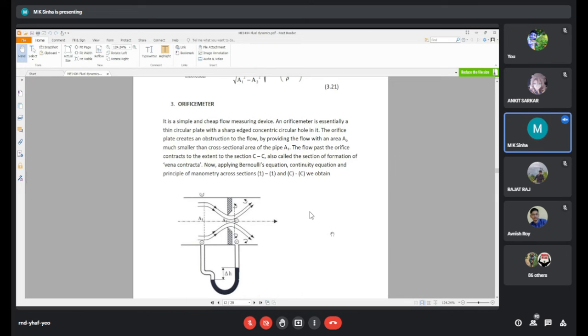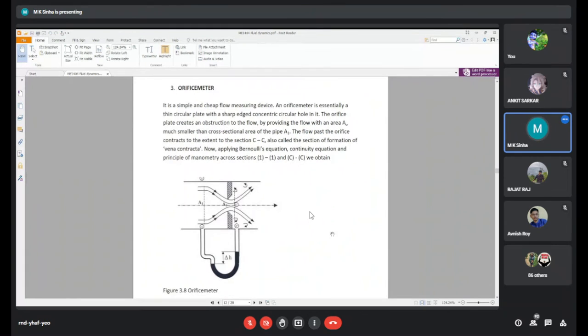Obstruction to the flow is provided with an area A naught, much smaller than the cross-sectional area of the pipe A1. So this is the A naught, our smallest area or obstruction. So the flow past the orifice contracts to the extent the section sees.